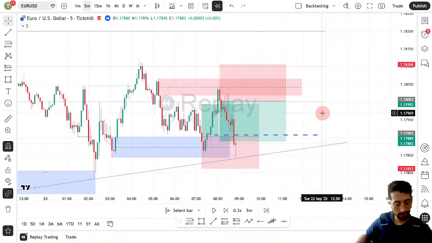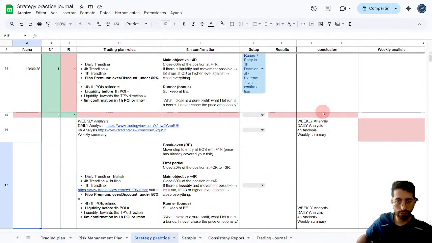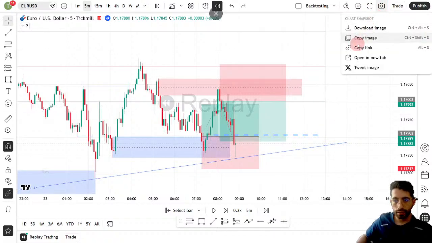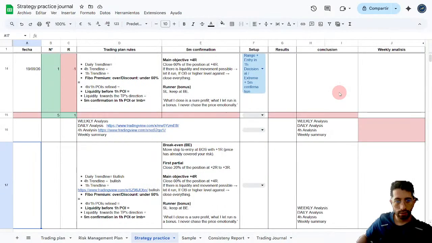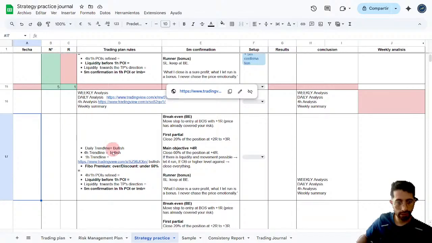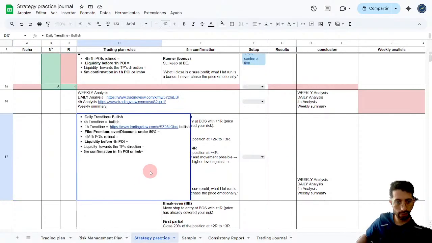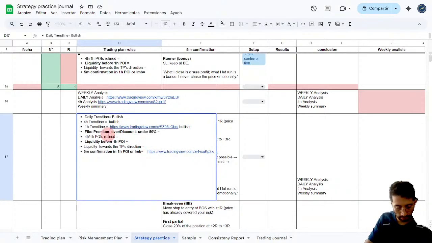So now I need to write this in my journal. All right, so this is my journal. There was a 5 minutes confirmation. Yes, it was. It was in order block in 1 hour. Then we have the liquidity sweep, and then liquidity is towards the direction. No, there wasn't liquidity towards the direction. We need to be honest about it.